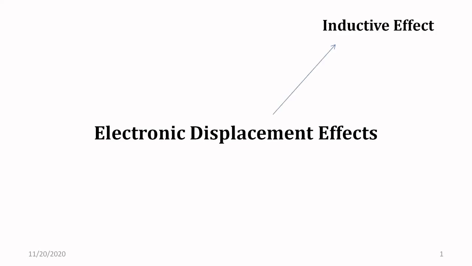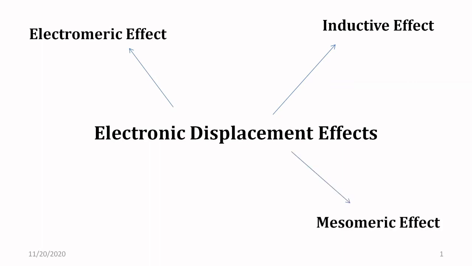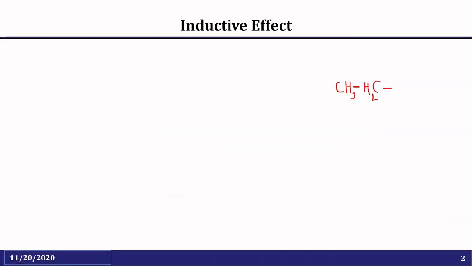The first is the inductive effect, and the second is the electromeric effect. The third one is the resonance or mesomeric effect. The mesomeric effect is also called the resonance effect. The fourth one is the hyperconjugation effect. Now let us see about these effects one by one. The first one is the inductive effect.